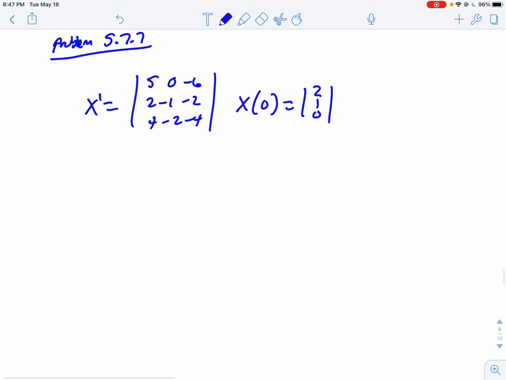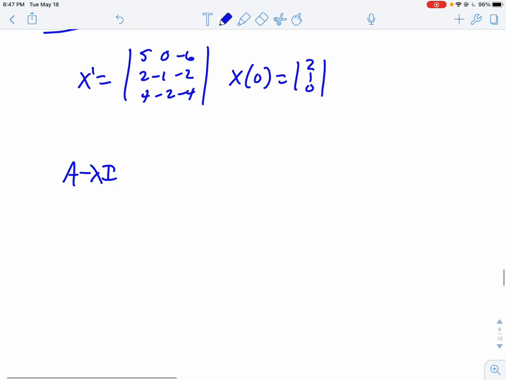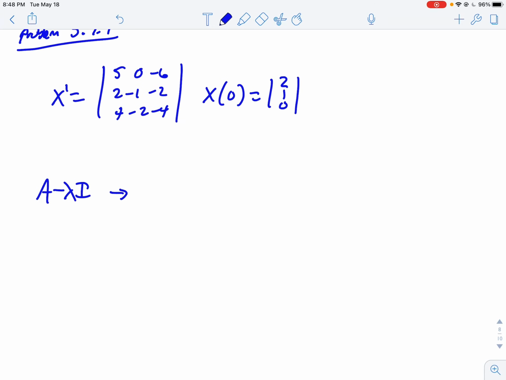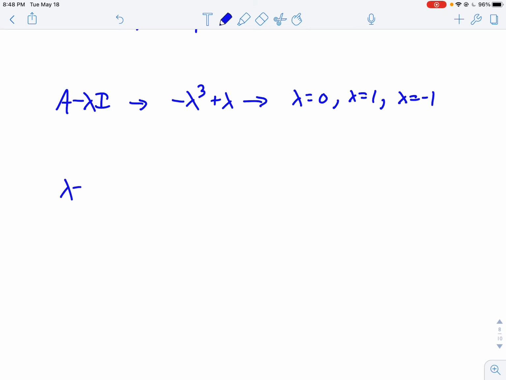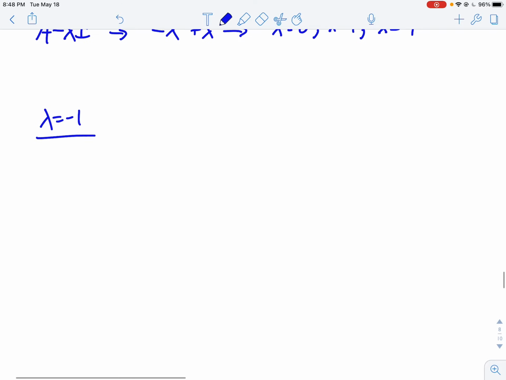The first thing we're going to do is find the eigenvalues and eigenvectors of this matrix, which we will do by using A minus lambda I. From this, we get the characteristic equation minus lambda cubed plus lambda, which gives us eigenvalues lambda equals 0, lambda equals 1, and lambda equals minus 1. We'll find the eigenvector for lambda equals 1 first.